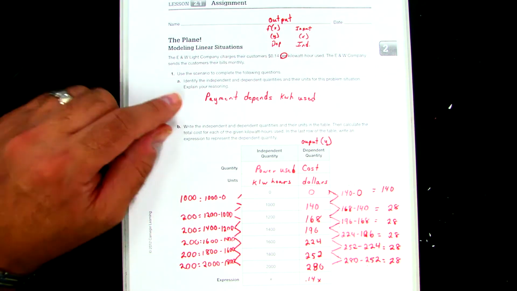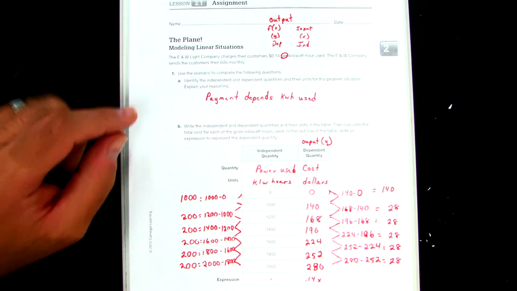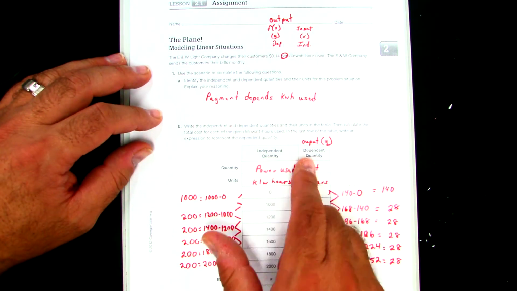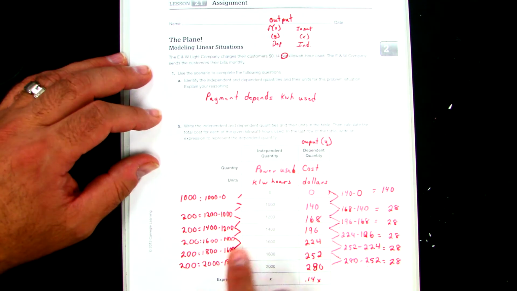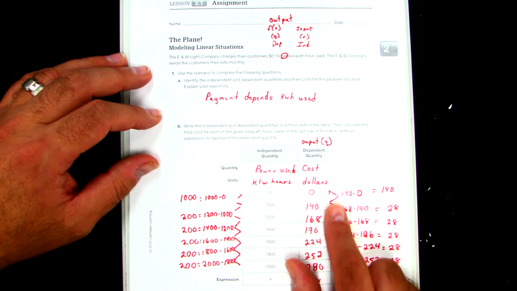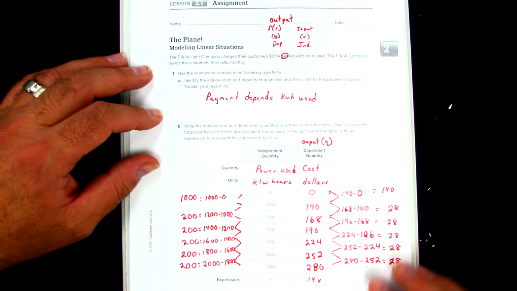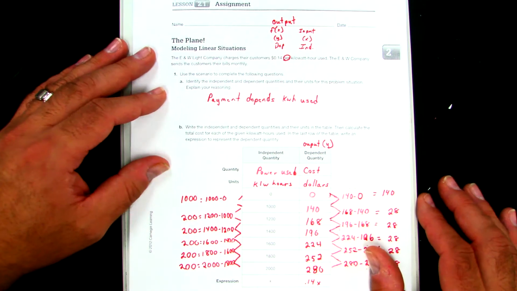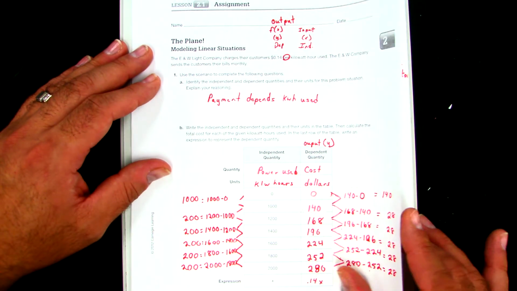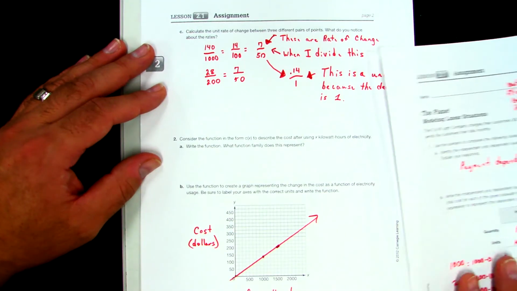Please remember that the payment depends on the kilowatts used. You should have input and output, understanding that these are the X's and these are the Y's. And we went through and found what we call the first differences for all of these. We know that when we put them as a fraction, they become a rate of change. After we do that, you could have answered the questions on the back.